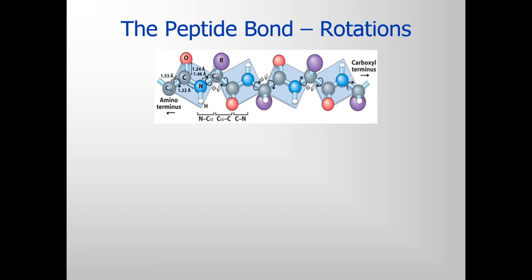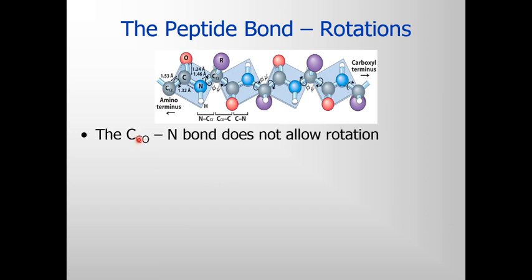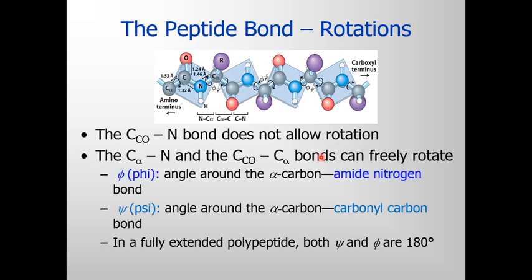So, revisiting peptide bond rotations. The carbonyl C-N bond does not allow rotation because it has a partial double bond character due to resonance. The C alpha-N and the C alpha-CO bonds can freely rotate. Phi is the angle around the alpha carbon-amide nitrogen bond, or C alpha-N, and psi is around the alpha carbon-carbonyl carbon bond, or C alpha-CO.